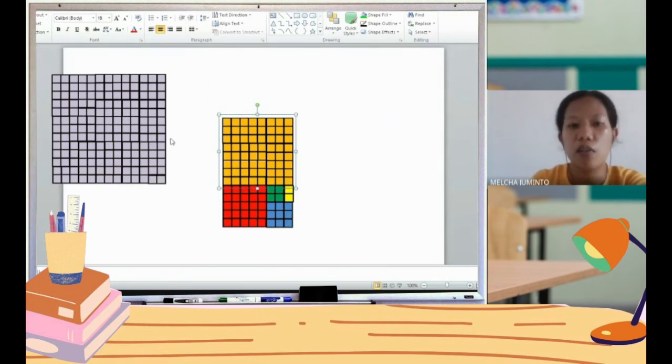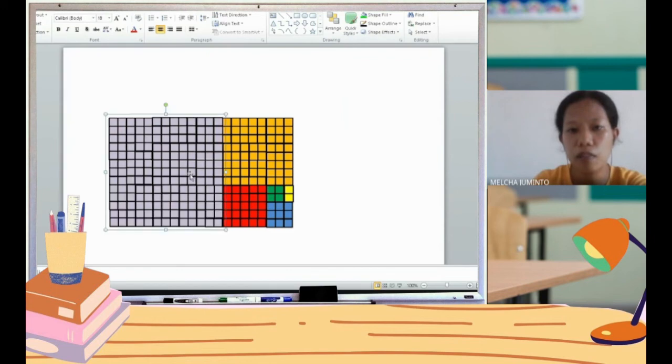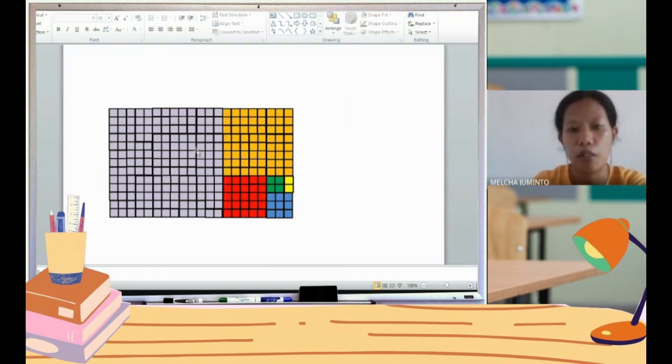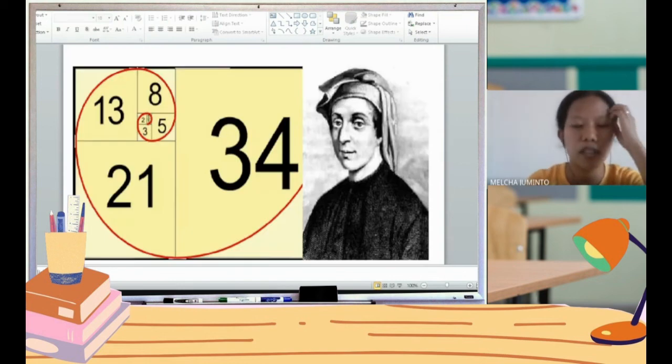Next, if we apply 13 by 13 squares, we form again a golden rectangle with a golden ratio at this point. And if we continue the pattern by adding 8 and 13, we form 21. So another 21 by 21 here. And that is what we call the golden rectangle following the Fibonacci sequence.